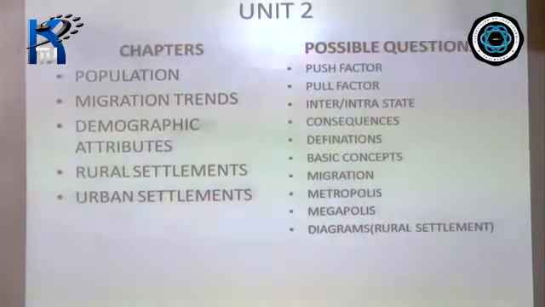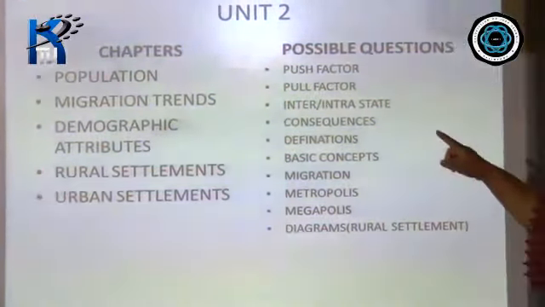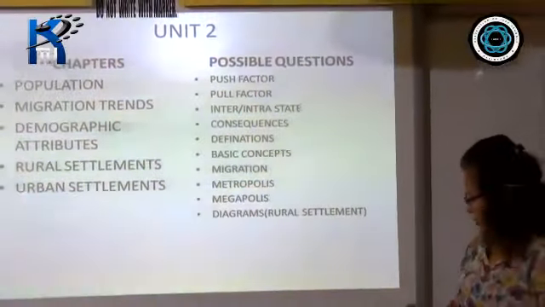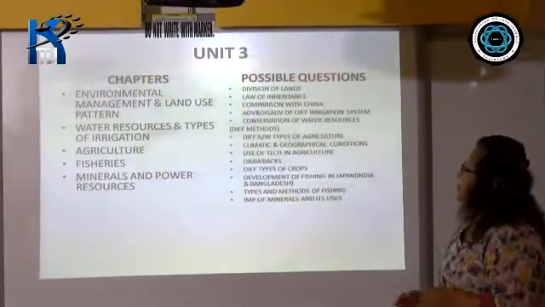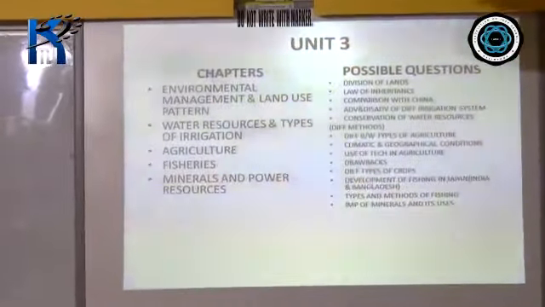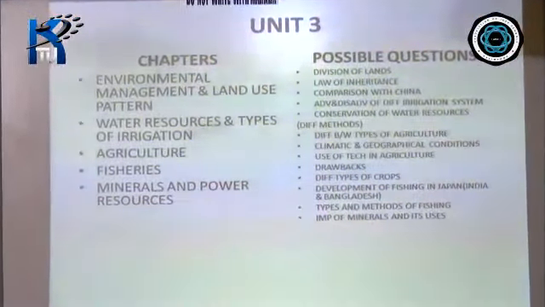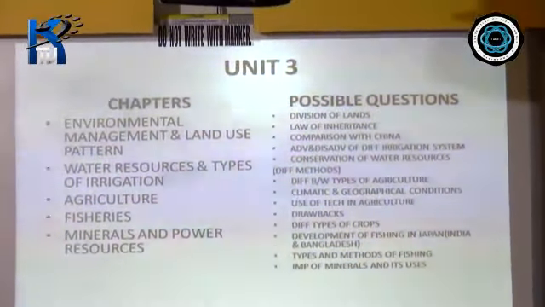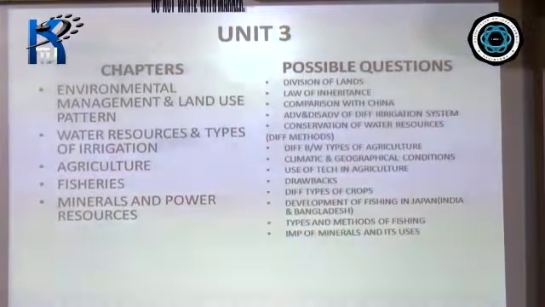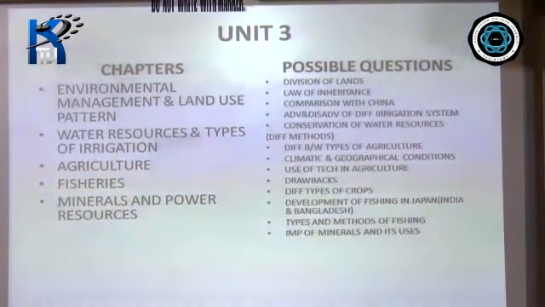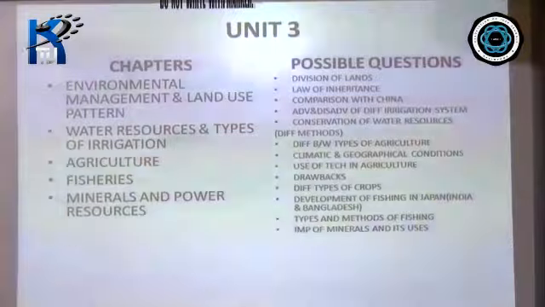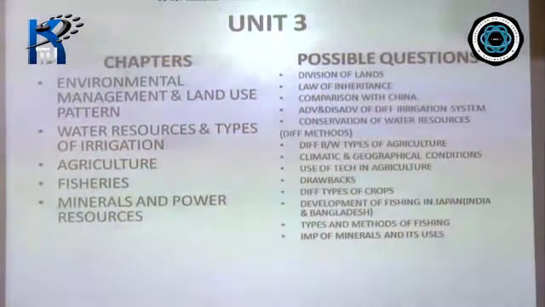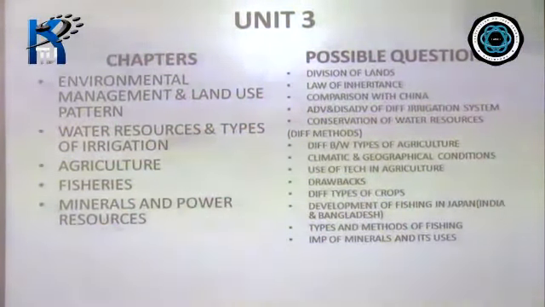Now from unit 2, these 5 chapters give one set of questions. Then you come to the next, unit 3. Please let me tell you, from unit 3 you get 2 sets of questions. The chapters included are environmental management and land use pattern, water resources and types of irrigation, agriculture, fisheries, minerals and power resources. From these chapters you get 2 sets of questions. And this unit is also easy. You can choose this unit also.